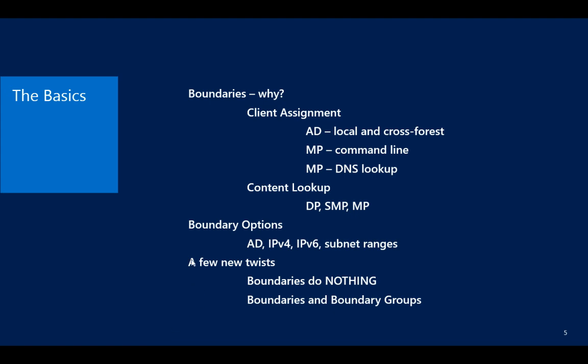Now, in terms of boundary options, we have several types of boundaries. This has not changed, as far as I recall, back in the product. Maybe IPv6 has been added, I forget when that was. But regardless, we have 4 different kinds of boundaries. First is Active Directory boundaries. This is where you have a site, typically an AD site, and every machine on that AD site is treated as being part of the boundaries that are defined in that AD site.